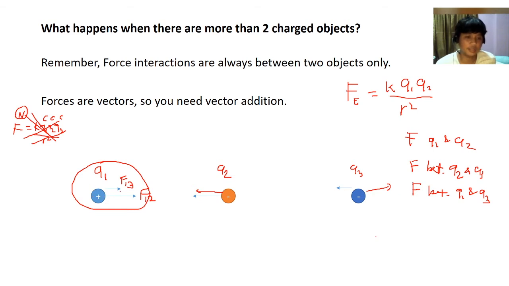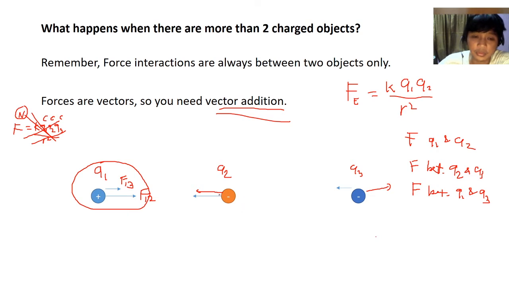And what do you make of these two forces? What do you do with them? You add them. But you don't just add them, you add them vectorially, by vector addition. So you convert these two vectors into one equivalent vector. You want to know what happens to Q1? Well, it is attracted to Q2 and it is also, to a much lesser degree, attracted to Q3. So there are two forces and you have to add them in a vector addition manner.